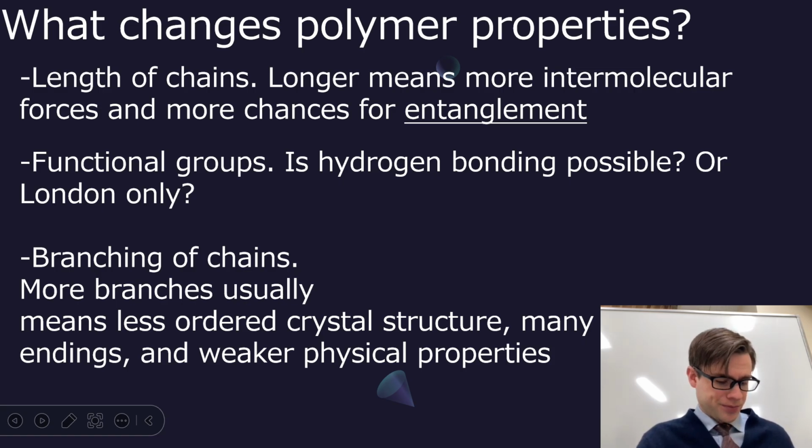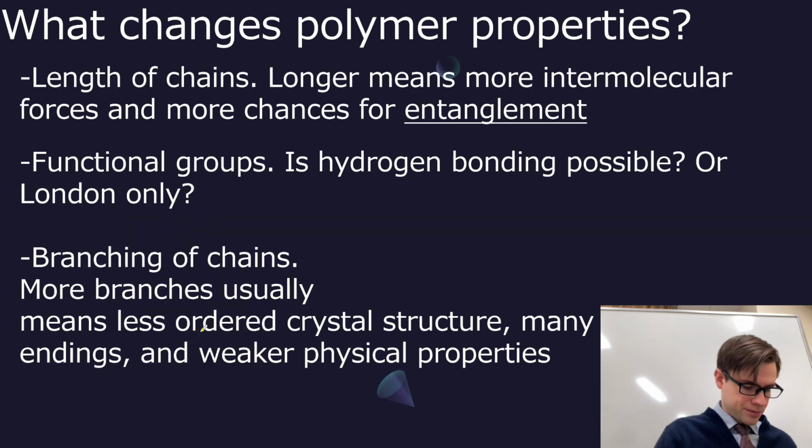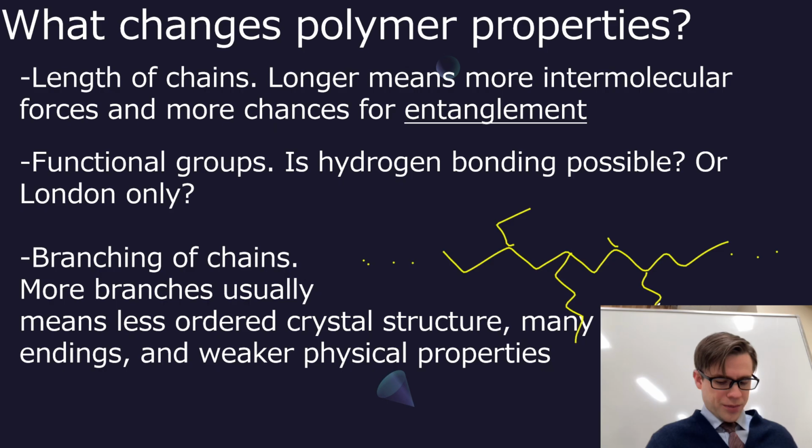Branching of chains. So this is different than length or cross-linking, but branching is sort of chains on chains, right? So instead of just one long carbon chain like this that extends off, you can have chains on the chain of varying lengths. But generally, this will mean less ordered crystal structures. There's sort of randomness in this, and many more chain endings.